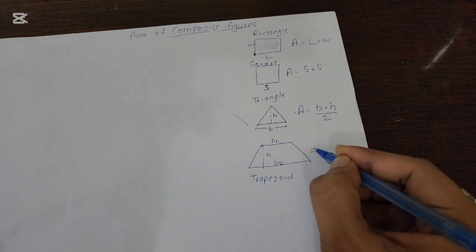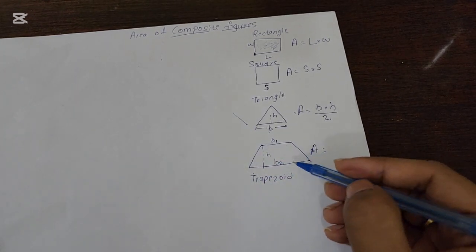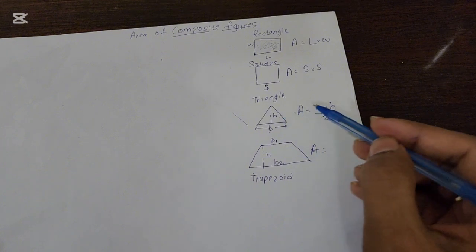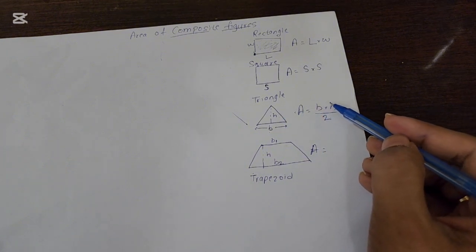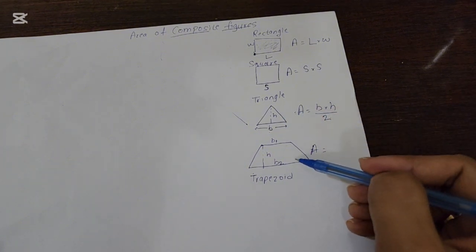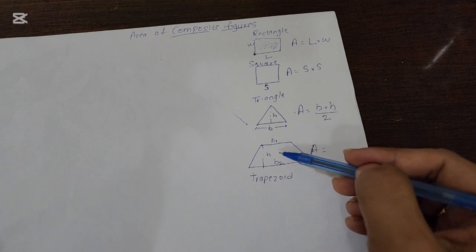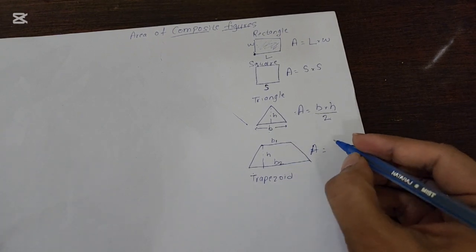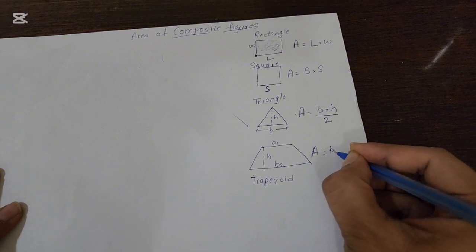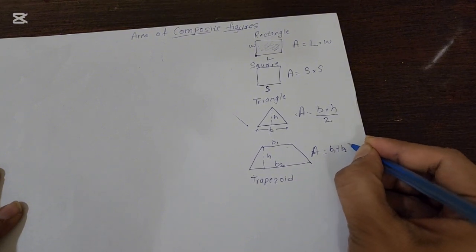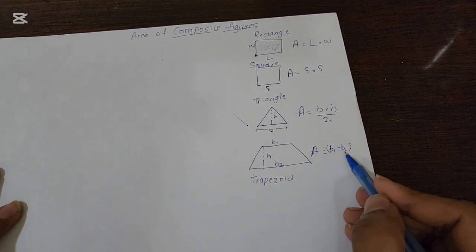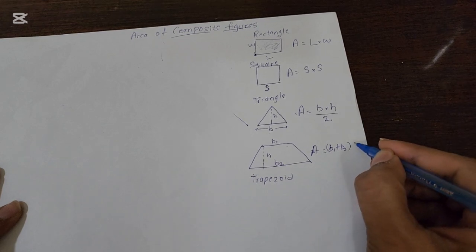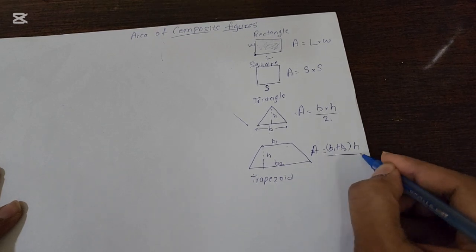Okay, the formula of the area of a trapezoid is similar to the triangle. In the triangle, what did we do? Base multiply height divided by 2. Here also we have to do base multiply height divided by 2. But check, we have 2 bases here, right? So first of all, we combine the bases to get our base. So base 1 plus base 2, this is our base. Okay, then base multiply height divided by 2.